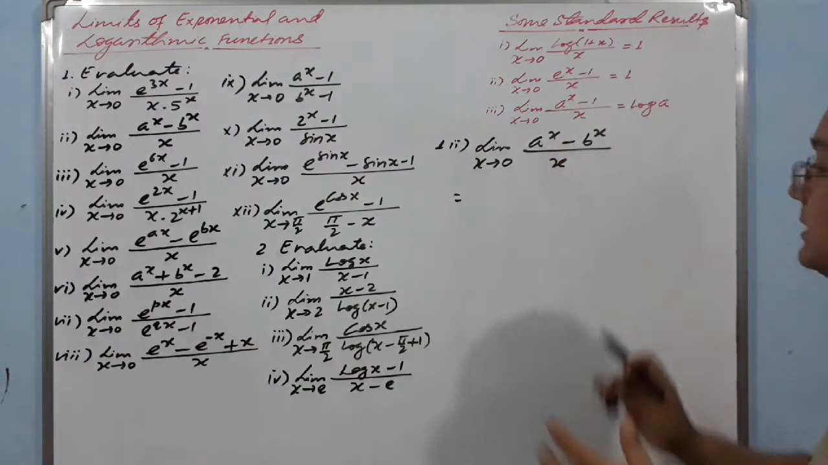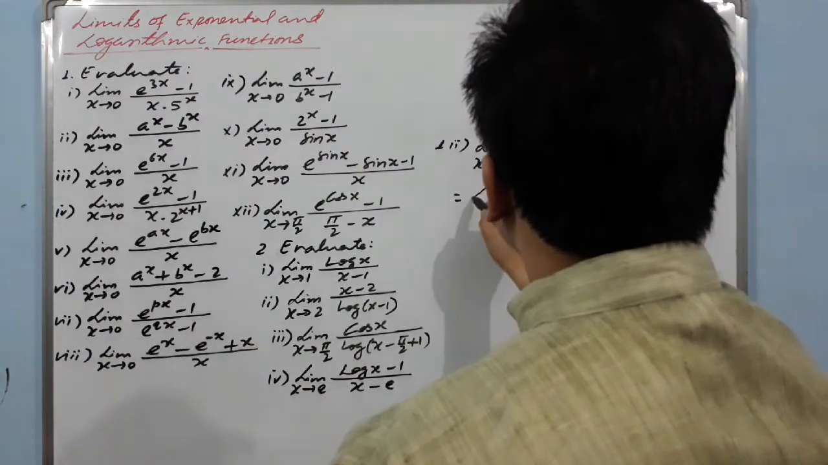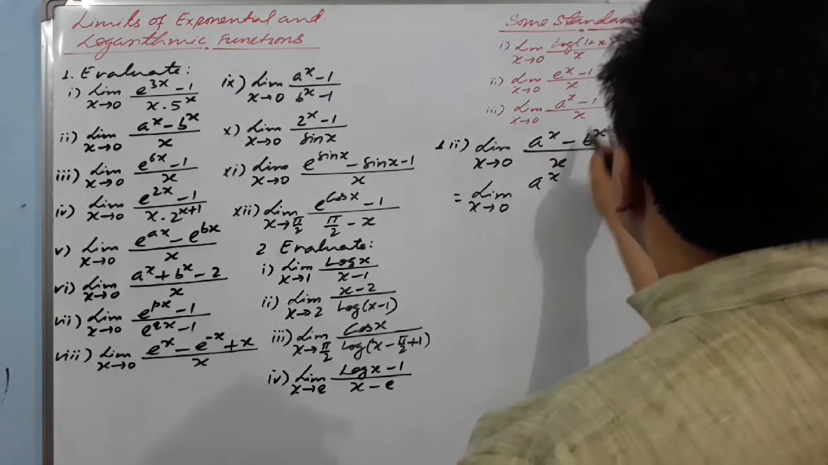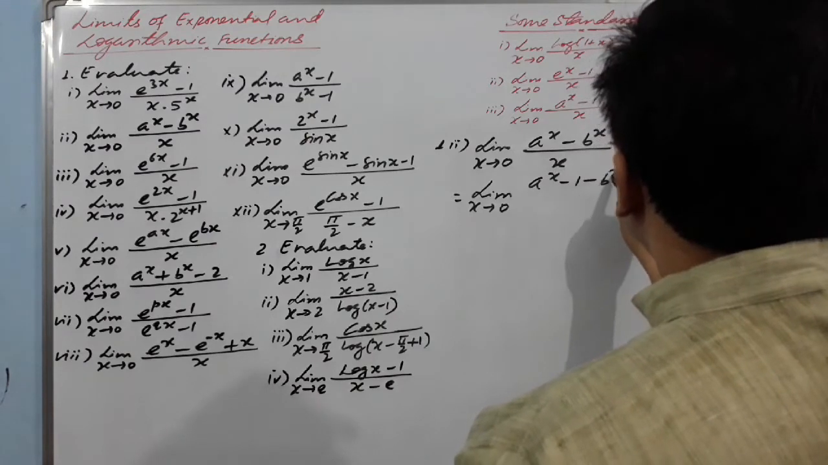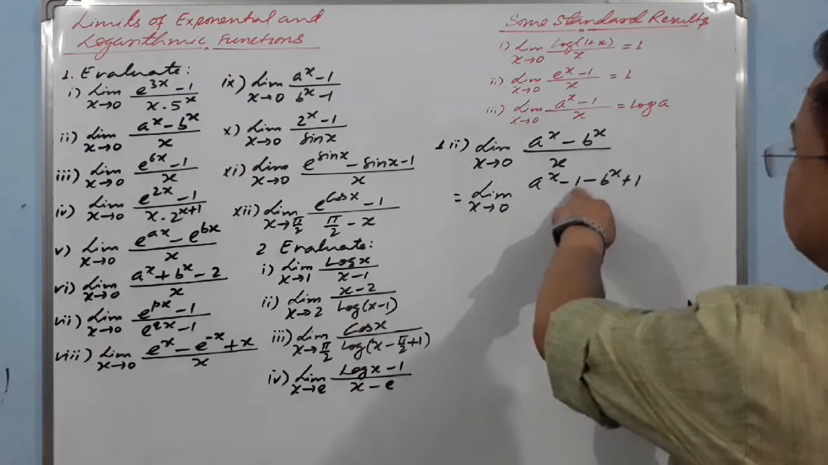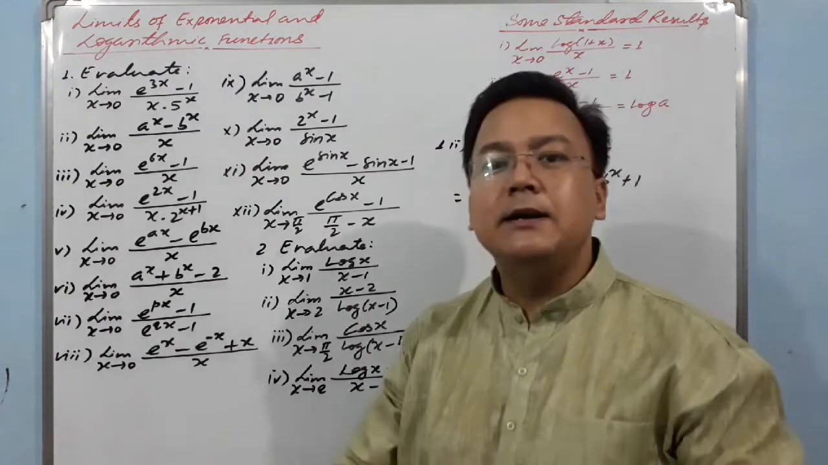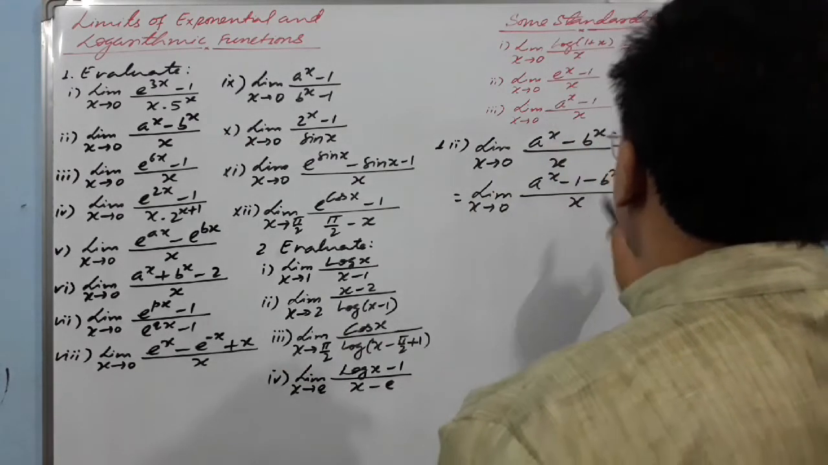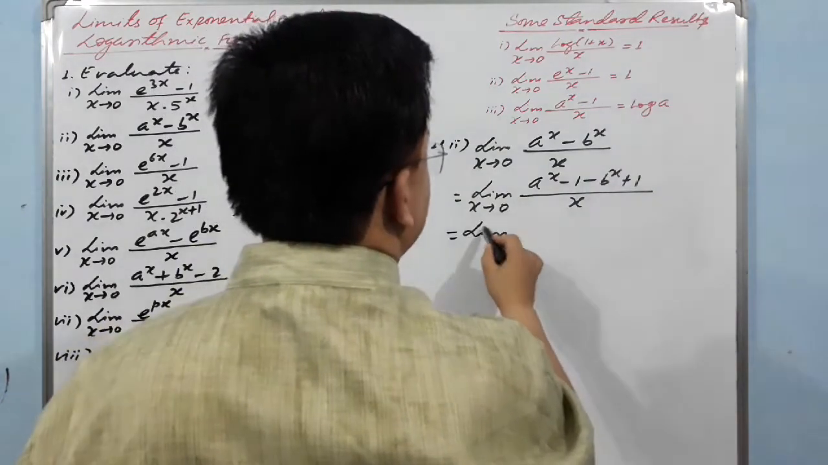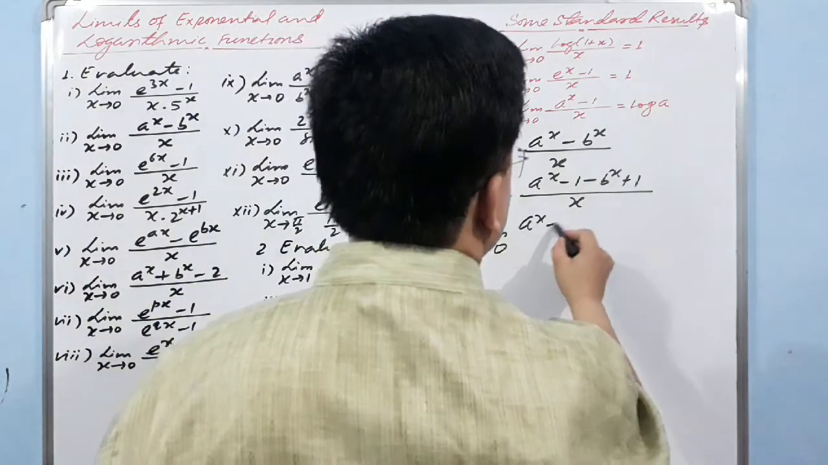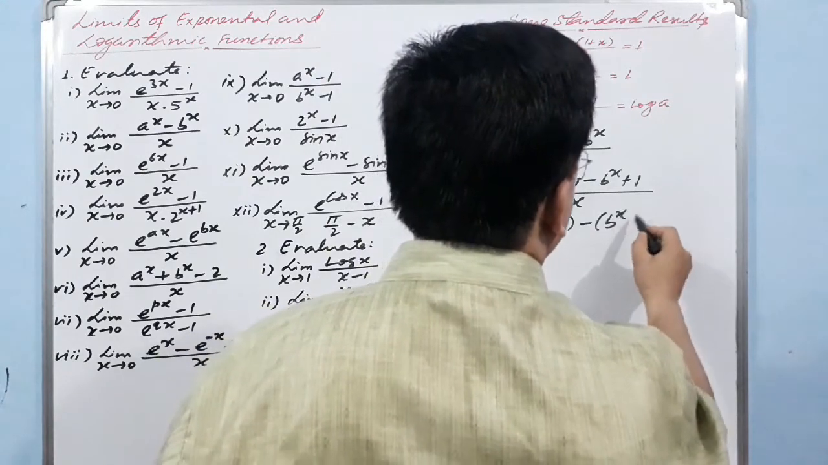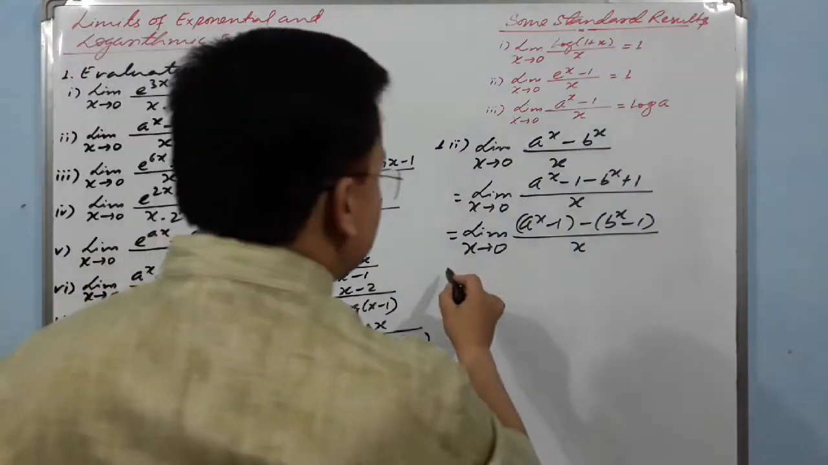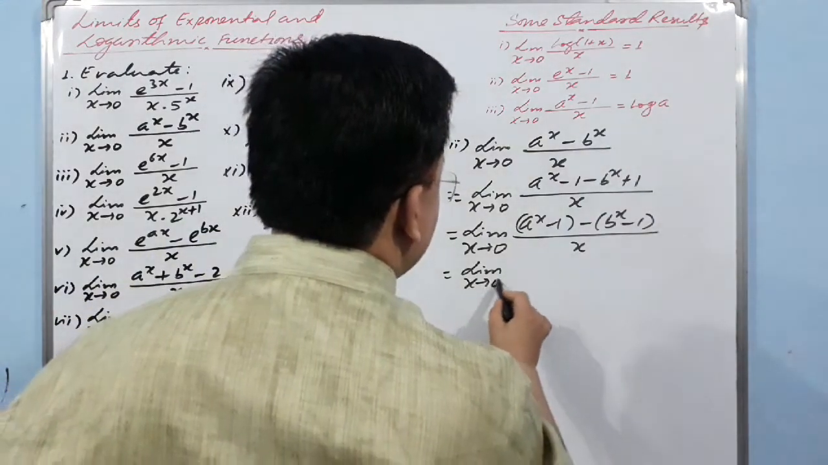Let's try to do some arrangement in order to get this standard result. Limit as x tends to 0, a raised to power x, we need a minus 1, so minus 1, minus b raised to power x plus 1. Minus 1 and plus 1 are the same but opposite in sign, so they will cancel each other. So it is a raised to power x minus 1, minus b raised to power x minus 1, upon x. So simple.